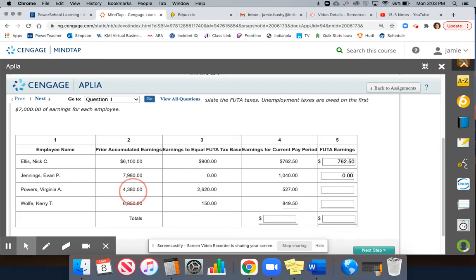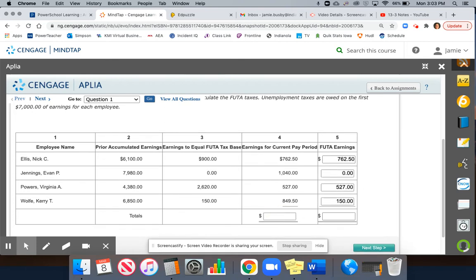Third employee, they've made $4,380, so that means they have $2,620 remaining, and they only made $527. So the lesser of these two is what goes right here. So $527, all of that is to be taxed. Our last employee has made $6,850. So they only have $150 remaining that can be taxed for federal unemployment tax. So even though they made $849.50, only $150 of that is taxable.